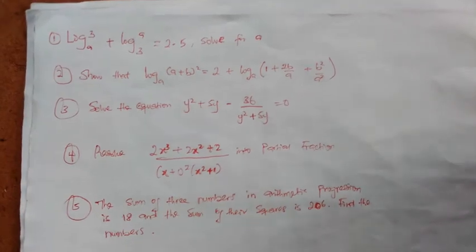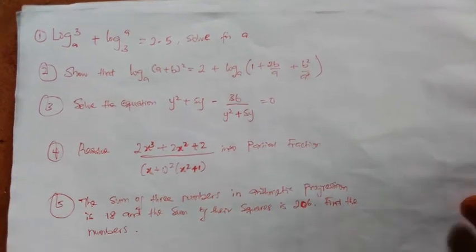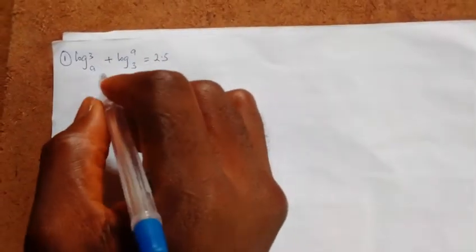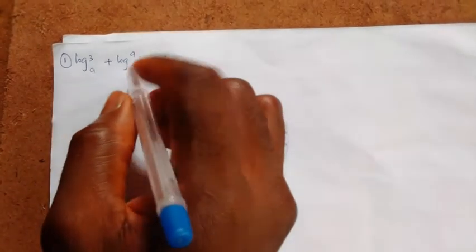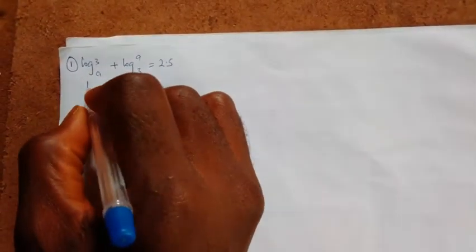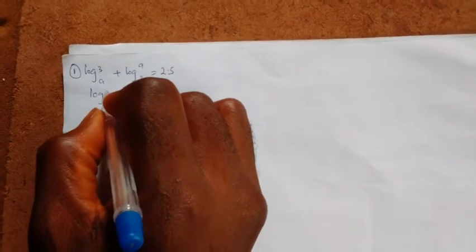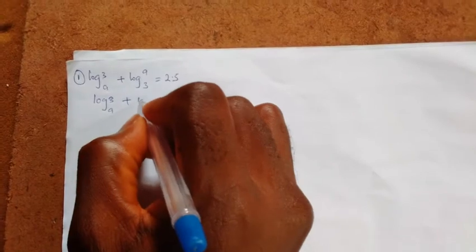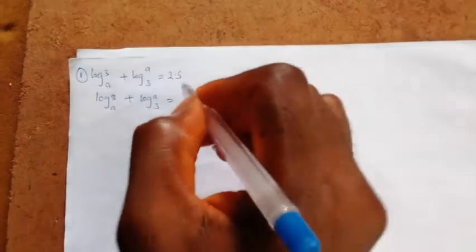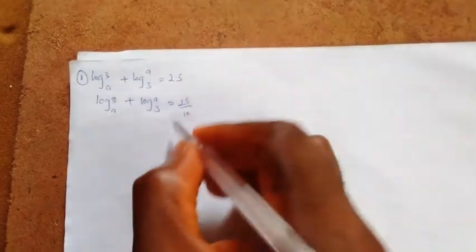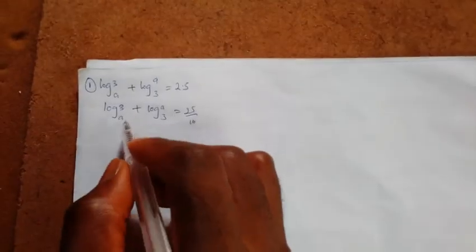Now for number 1, we have log 3 base a plus log a base 3 equals 2.5. How do we solve this question? In this case, we make everything in the same base. Now how do we do it? This becomes log 3 base a plus log a base 3 equals, converting this to a fraction, 25 over 10.